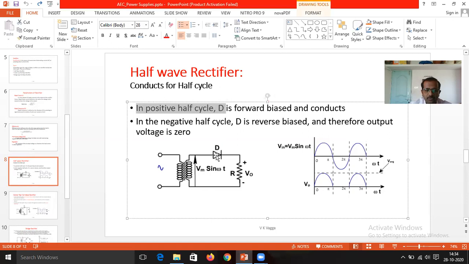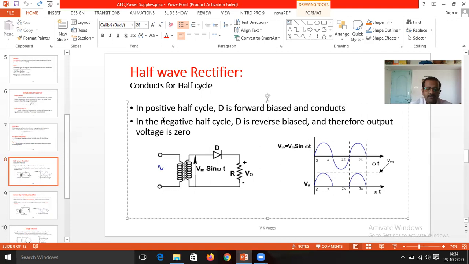Okay, under the positive half cycle, what happens here? The diode is forward biased, and if it is forward biased, it is going to conduct, and the voltage at the secondary coil is going to appear across the load here. So under the positive half cycle applied as input, the output is exactly the same, equal to the positive half cycle.